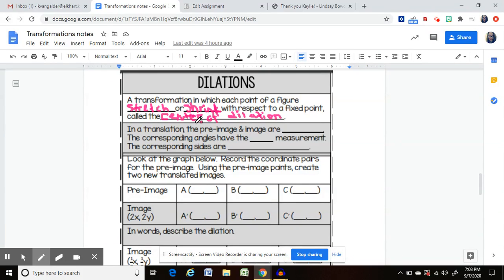All right, so we're going to talk about dilations, which aren't as bad as everyone thinks they are. The worst one is the last one. I saved that one for last. Not going to lie, that one is awful. So, dilations are a transformation when something gets bigger, it stretches, or it shrinks, it gets smaller, with respect to a fixed point called the center of dilation.